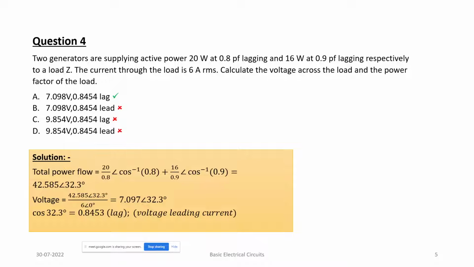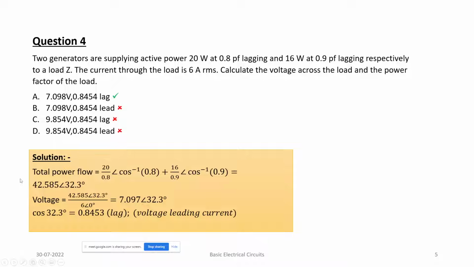So power factor is defined with respect to the current waveform. Yes sir. How the current waveform is with respect to voltage. So if current is lagging the voltage, it will be lag. If current is leading the voltage, it will be lead. Okay, so remember this. Power factor is always defined with respect to current. Yes sir. Okay, any doubt, anybody?